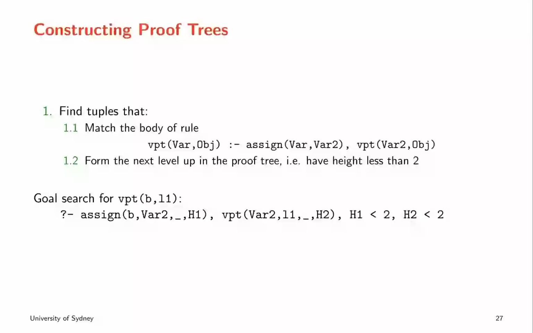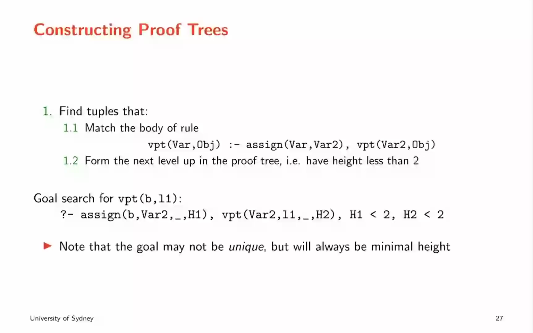So this goal can be seen as a form of a Datalog program, where the aim is to find tuples that satisfy these predicates, which is in contrast to a standard Datalog evaluation, where the aim is to try to generate as many new tuples as possible. So any solution for this goal would form a subproof. And note that the solutions to the goal might not be unique, so there might be many different combinations of tuples that form a subproof. But because of these 2 constraints, any solution will always be of minimal height.